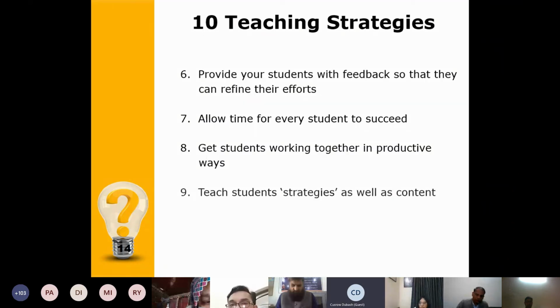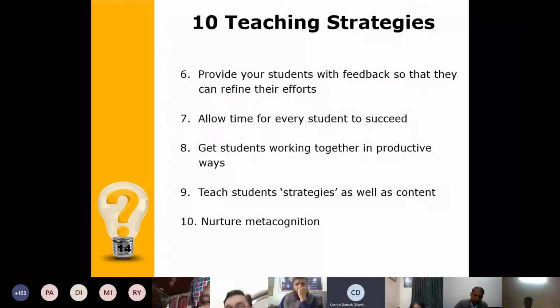Provide your students with feedback so that they can refine their efforts. अब हमारे यहाँ feedback कैसे दी जाती है? 5 out of 10. Big 5 out of 10, मैं क्या करूँ? मुझे नहीं समझ, मुझे नहीं पता चला कि 5 मेरे नंबर कटे क्यों. मुझे ये भी नहीं पता चला कि आगे मैं क्या करूं कि मुझे 6, 7, 8, 9 नंबर मिलें. You see, so simply giving a number or a letter grade is not feedback.